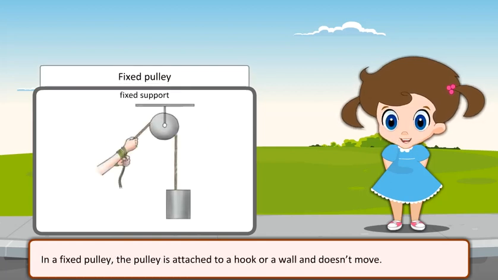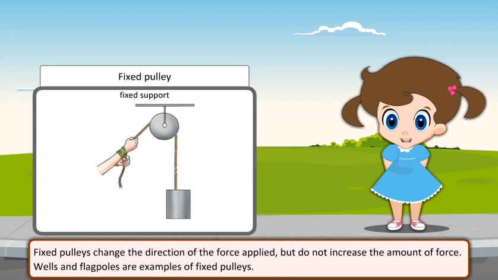In a fixed pulley, the pulley is attached to a hook or a wall and doesn't move. Fixed pulleys change the direction of the force applied but do not increase the amount of force. Wells and flagpoles are examples of fixed pulleys.